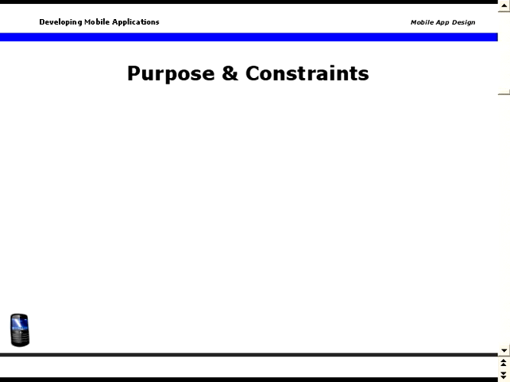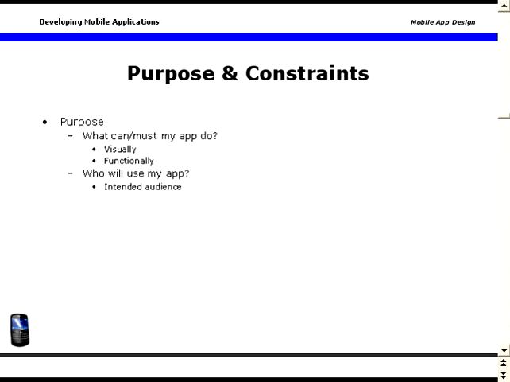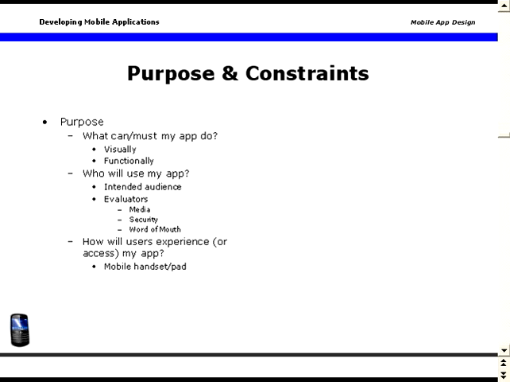App's purpose is determined by what it can or must do, visually and functionally. It's determined by who will use my app, your intended audience, including evaluators, media, people who are concerned about security, and of course, it depends on word of mouth. Your app's purpose can be determined by how users will experience or access your app on a mobile handset or pad. But will they use audio, video, and SMS? Your app's purpose might be determined by what it replaces.